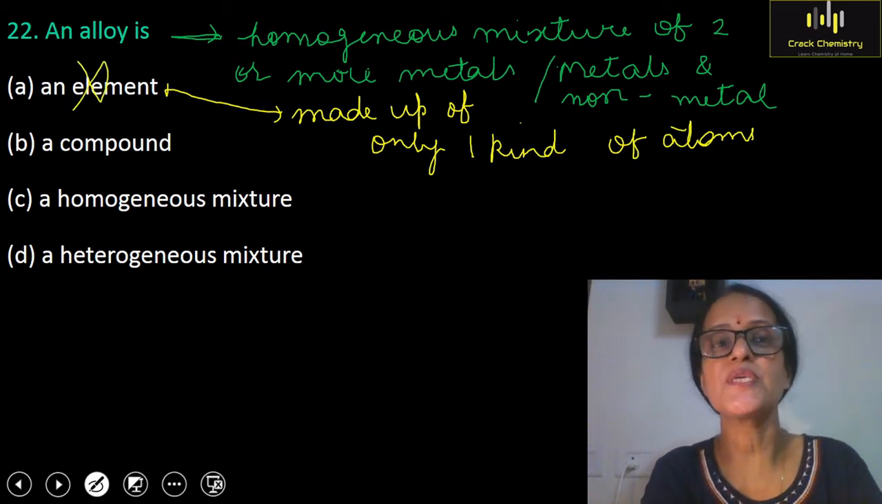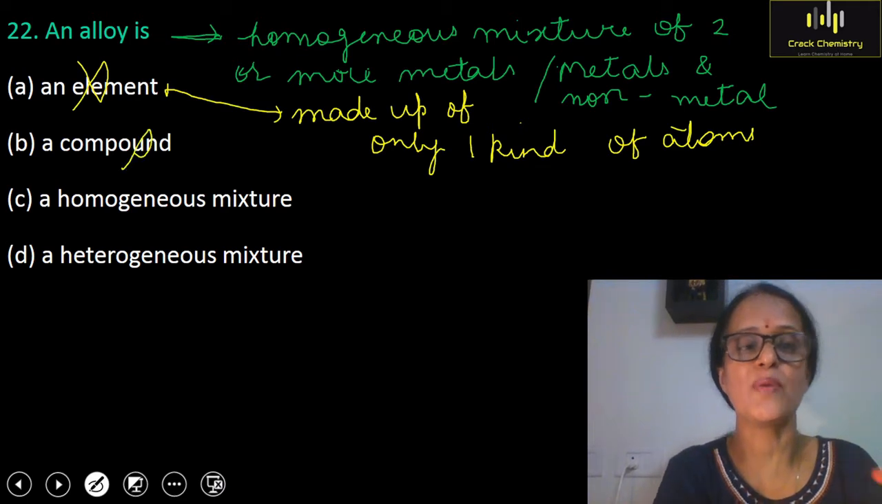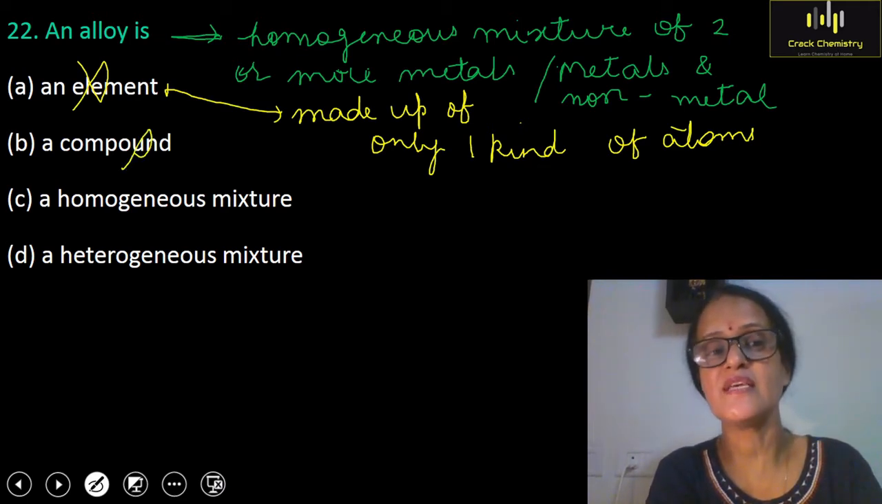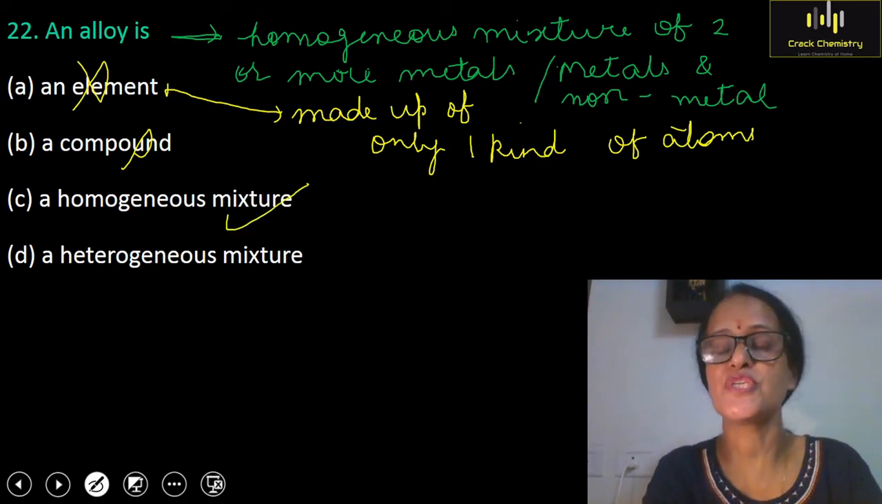Then option B. Option B is a compound. What is a compound? A compound is made by combination of 2 or more elements or element and a compound in a fixed ratio. So in a compound the elements get chemically combined, but in alloy the components are not chemically combined. An alloy is simply a homogeneous mixture of 2 or more metals or metal and non-metal. So option B is also a wrong option. If you look at option C, a homogeneous mixture, this is the correct option because an alloy is a homogeneous mixture.